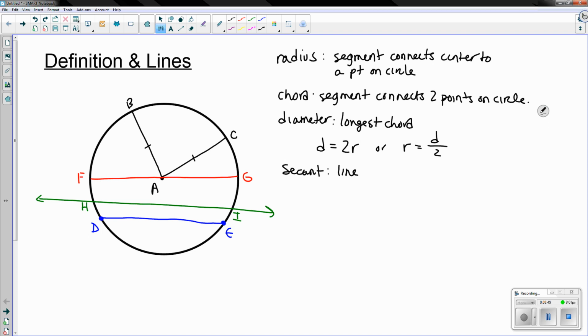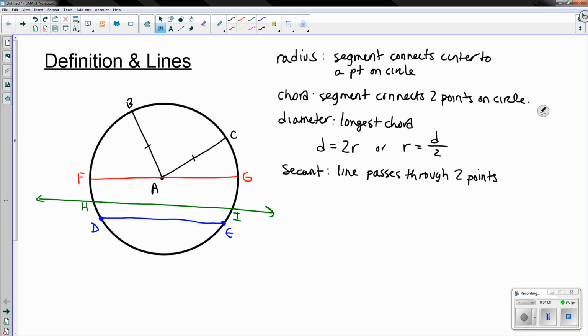So a secant is a line that passes through 2 points. And if we're working with straight lines only, then 2 points is the most that we could intersect.